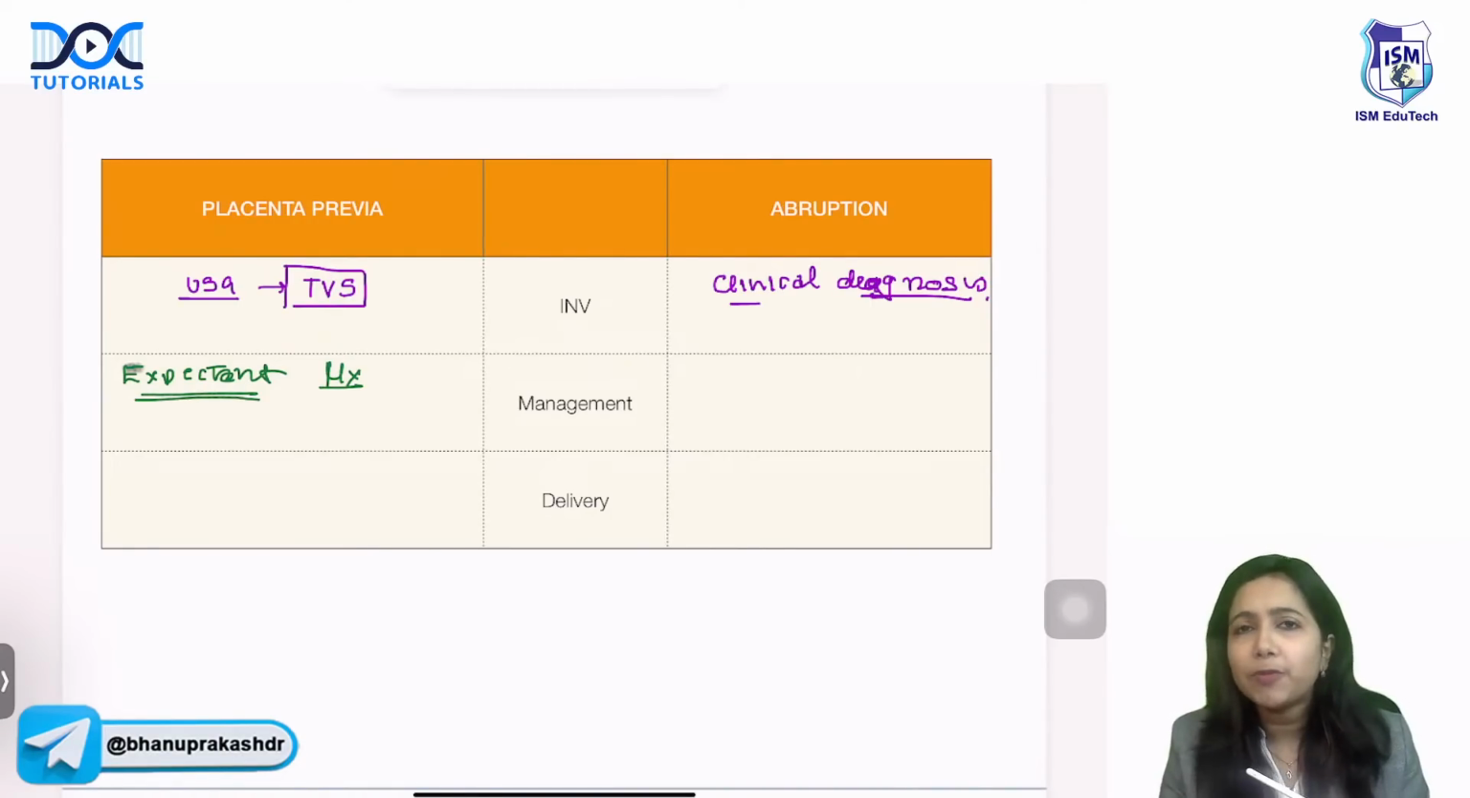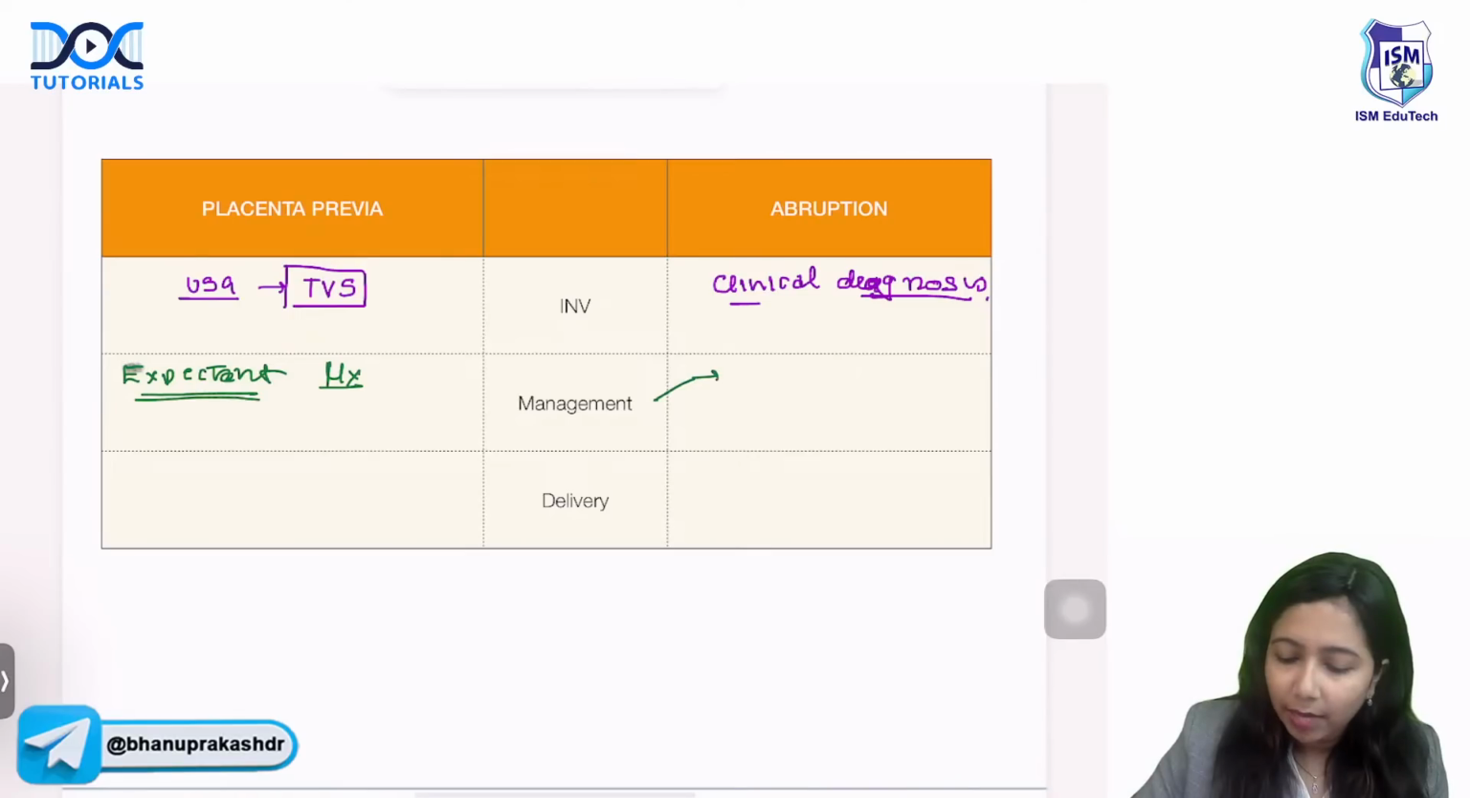Whereas in abruption, fetal distress can appear very early and there are so many complications associated. We don't wait. The definitive management is delivery. So here I'm going to deliver. We'll go for the definitive management.